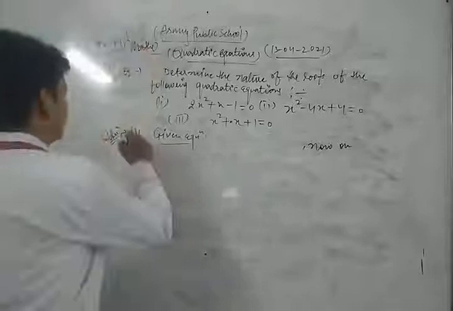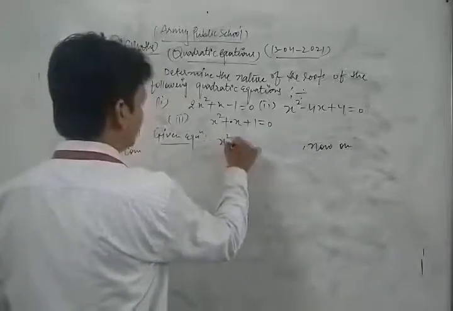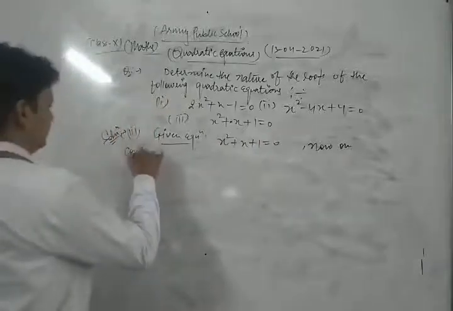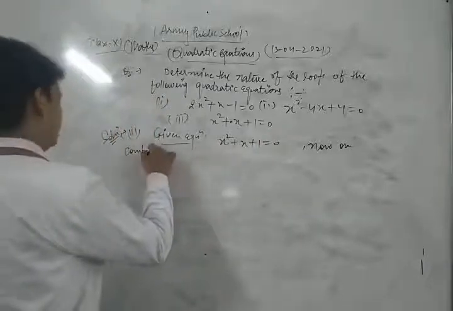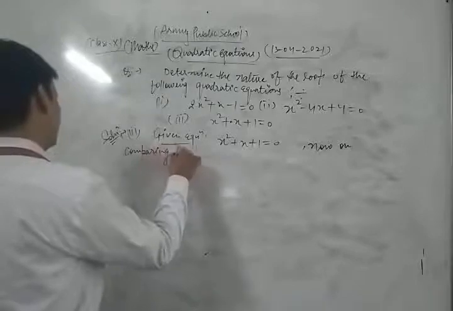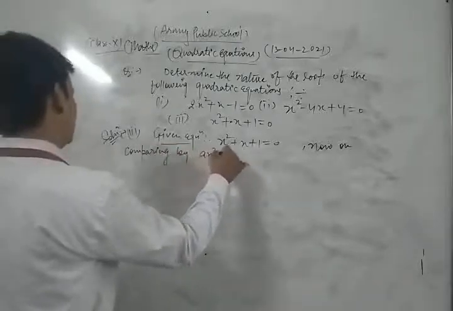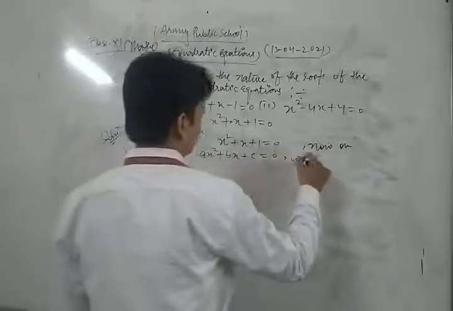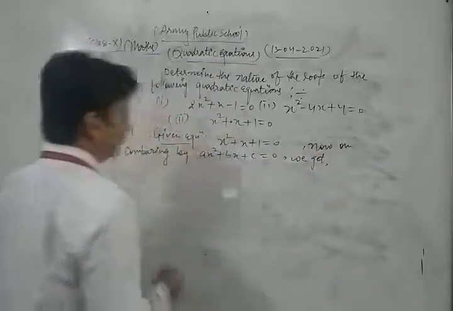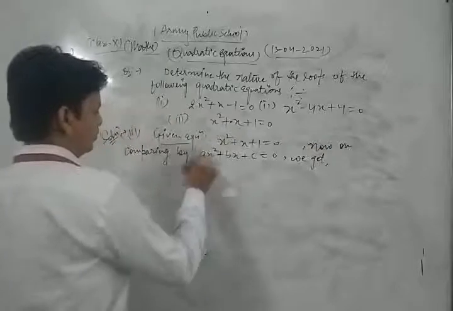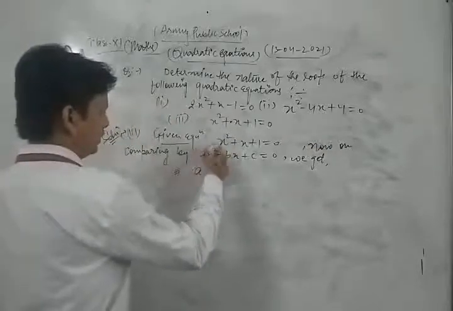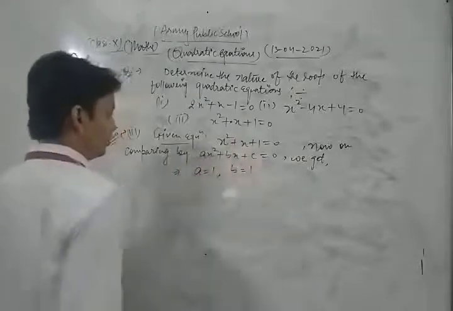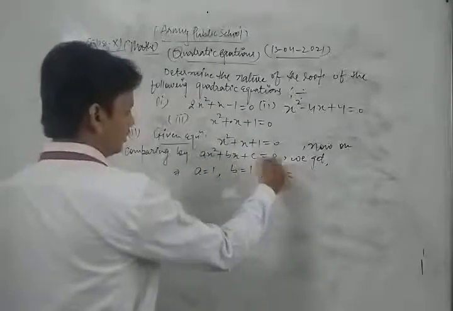Now the third equation, we take the third part of this question, which is given: x square plus x plus 1 is equal to 0. Now on comparing by ax square plus bx plus c is equal to 0, we get a is equal to 1. The coefficient of x square is 1, so a is equal to 1. b is equal to the coefficient of x, which is also 1. Okay, and the value of the constant c is 1.